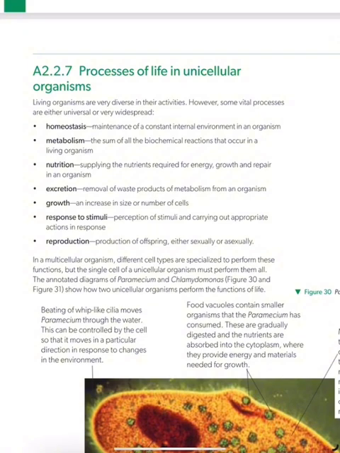Growth is an increase in size or number of cells. Response to stimuli is perception of stimuli and carrying out appropriate actions in response. And then we have, lastly, reproduction: production of offspring either sexually or asexually.